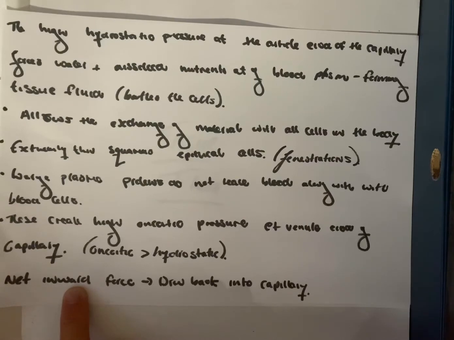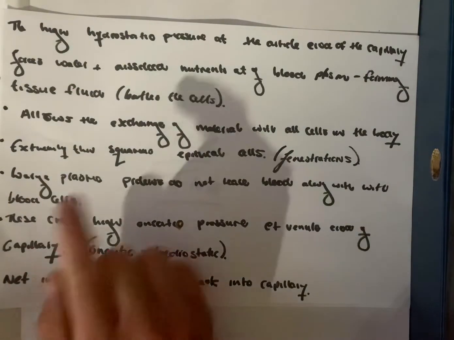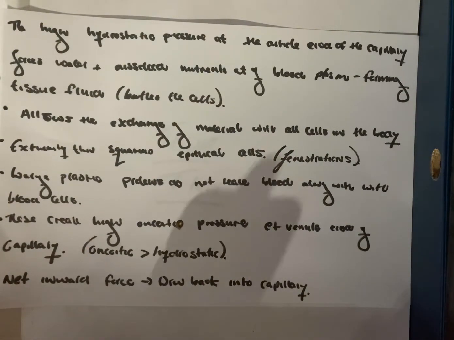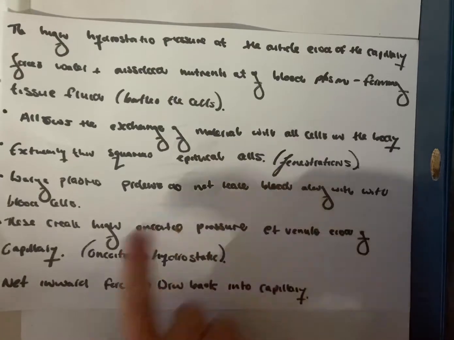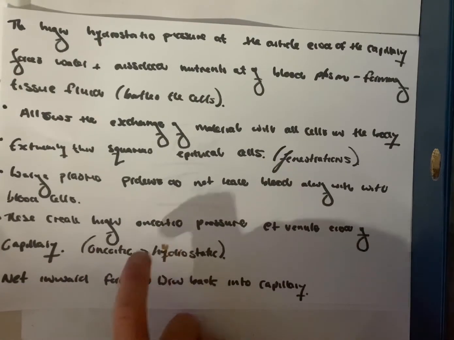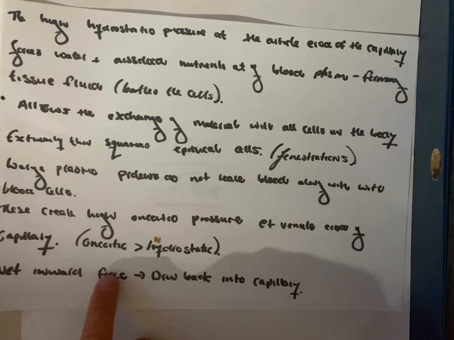So remember, you've got the high hydrostatic pressure at the arterial end of the capillary. This creates a net outward force, which forces dissolved nutrients and water out. This allows exchange with all the cells in the body. However, large plasma proteins and blood cells are too large to fit through the squamous epithelial cells and the fenestrations in the capillary wall. So therefore, these do not leave the bloodstream. They create what's known as a higher oncotic pressure. Oncotic pressure becomes greater than hydrostatic pressure at the venule end of the capillaries, and this creates a net inward force and draws the fluid back into the capillary.